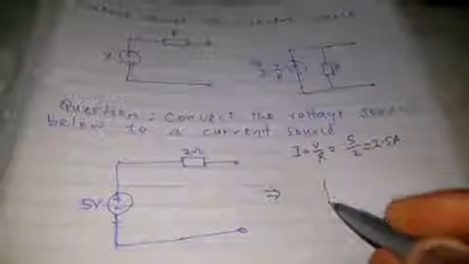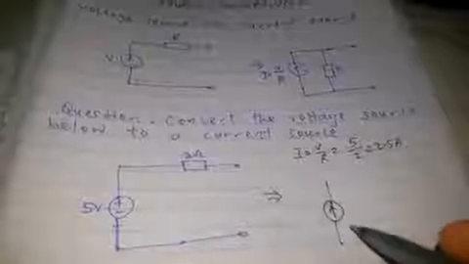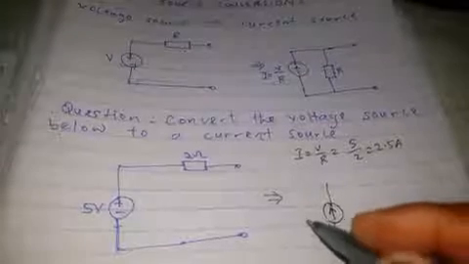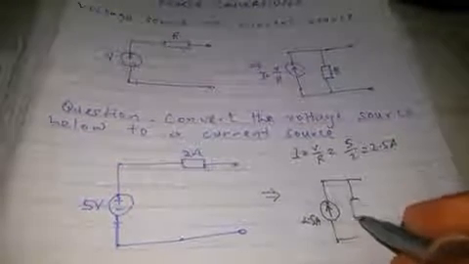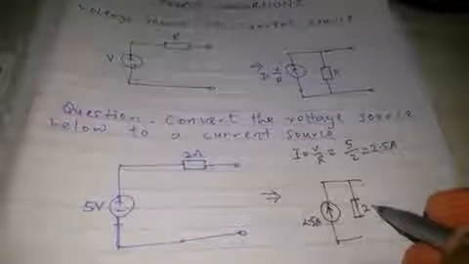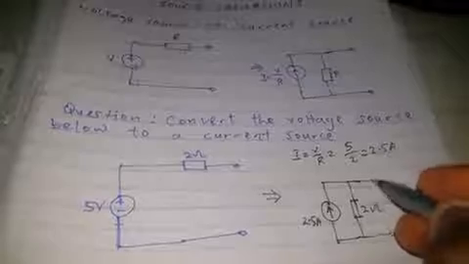So it means this is now a current source. We use an arrow to represent a current source. The current source now is 2.5 amperes, in parallel with the resistor. And the resistor there is 2 ohms, in parallel with the resistor. So that's exactly what we have.